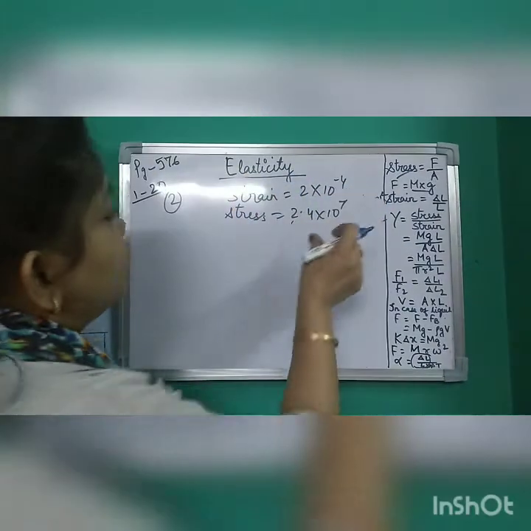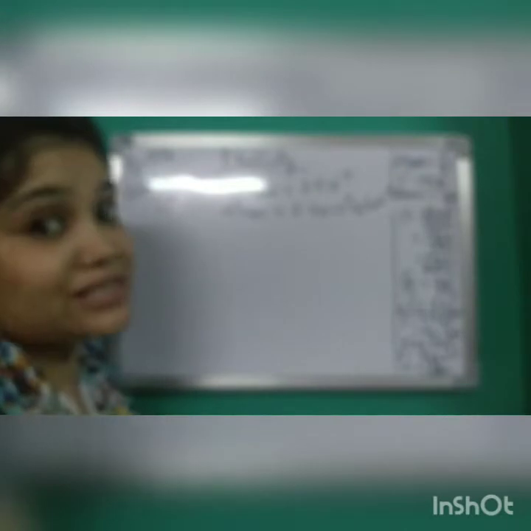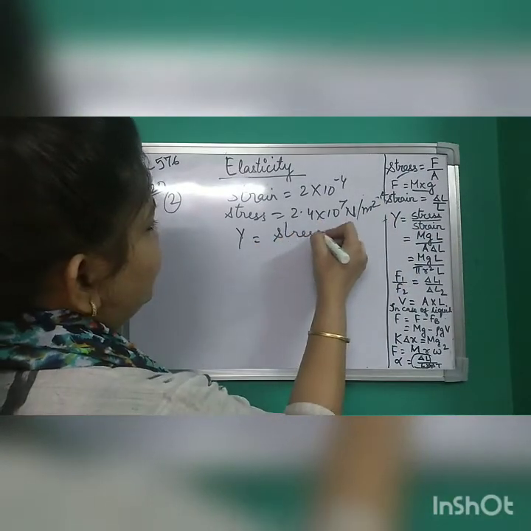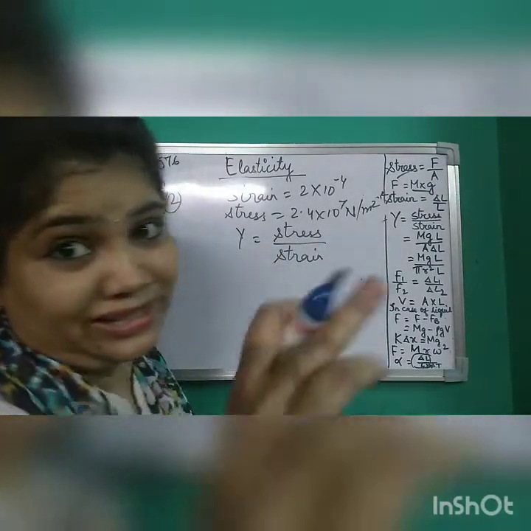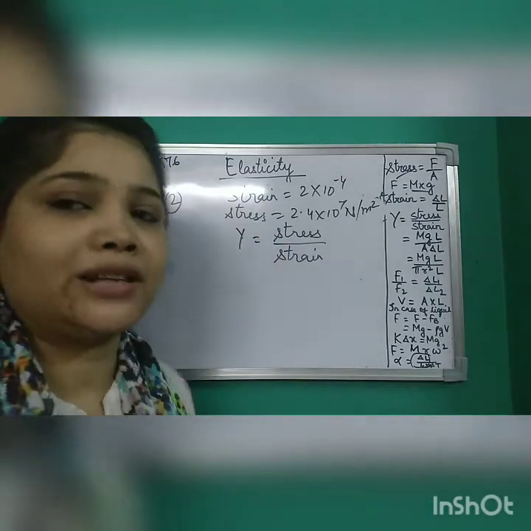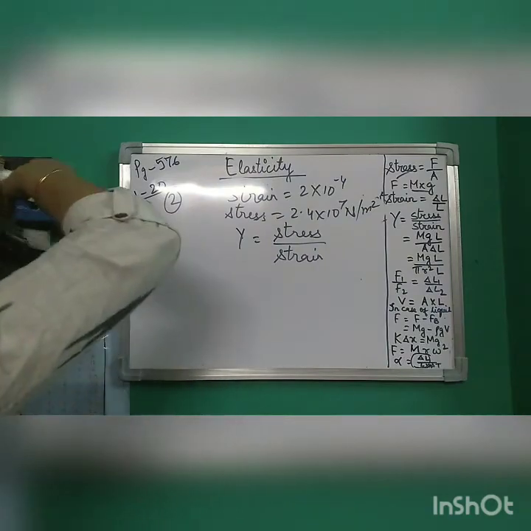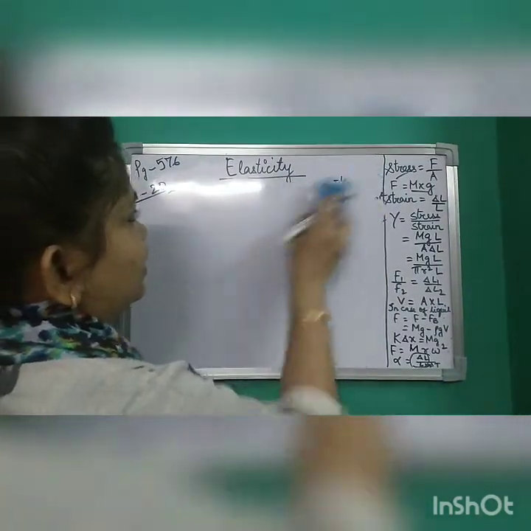Okay, 2.4 into 10 to the power 7 Newton per meter square. Calculate Y of the material, means Young's modulus. Very easy. So what is the formula of Young's modulus? Stress by strain. You know strain doesn't have any unit because delta L by L gets cancelled and so strain has no unit. Just put it in the formula, solve it, and you get the Young's modulus Y. Don't forget to write the proper answer. Very easy sum number 2. Let's do number 3 sum.